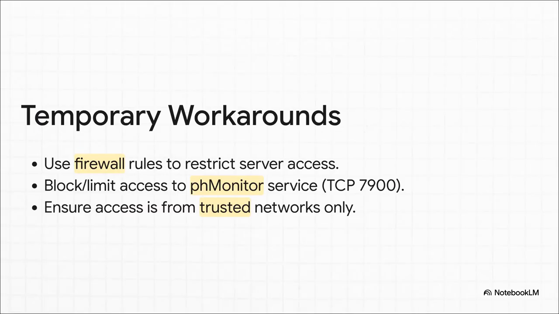So if you're stuck using that workaround for a bit, here are the 3 key things your network team needs to go do immediately. First, use your firewall to lock down access to that server. Second, and this is the really specific one, you have to block or seriously limit access to something called the FortiSIEM monitor service, which runs on TCP port 7900. And finally, just as a general best practice, make sure only your trusted admin networks can talk to these services in the first place.